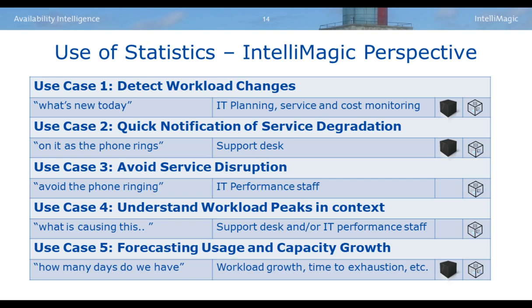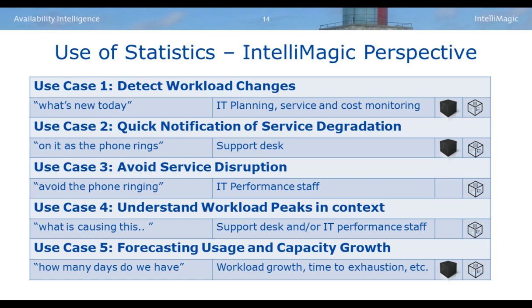So those are the 5 situations we talked about, the 5 use cases that we'll talk about first. Detecting workload changes, which is important for IT planning, for service, for cost monitoring. This is the thing that the customers and prospects we talk to care about the most. They want to know what's different today from yesterday. Is it something that I should know about? Is it an indication of a new version, or maybe a new application, or a mistake? So this could be independent of saturation.